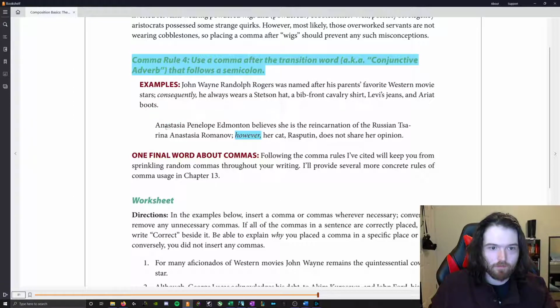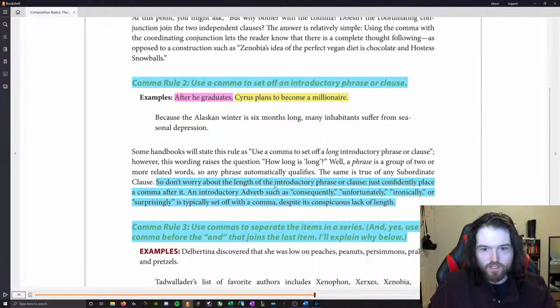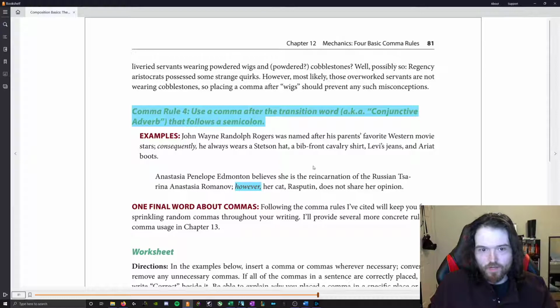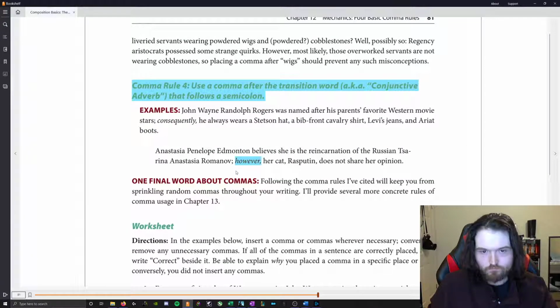Similarly, we have another example here. Anastasia Penelope Edmonton believes she is the reincarnation of the Russian Tsarina, Anastasia Romanov. However, her cat, Rasputin, does not share her opinion. So, this is very similar to before on this previous page, where it says that you can use adverbs such as consequently, unfortunately, ironically, or surprisingly, except this one is after a semicolon. So be sure that you use commas after little transitionary words like this, after a semicolon.